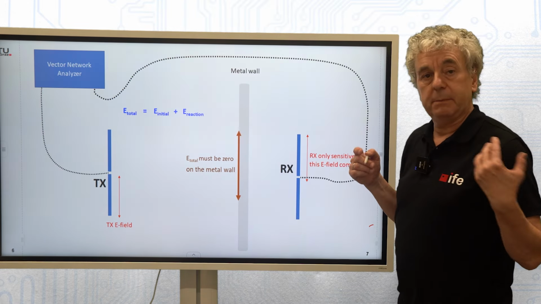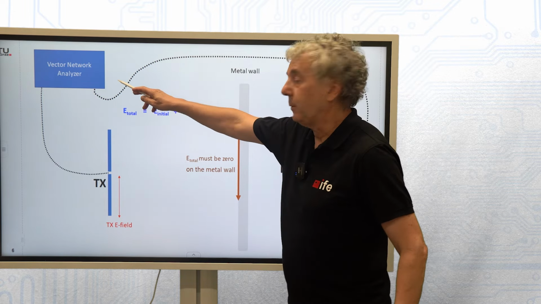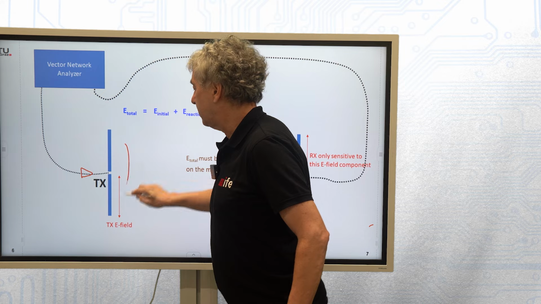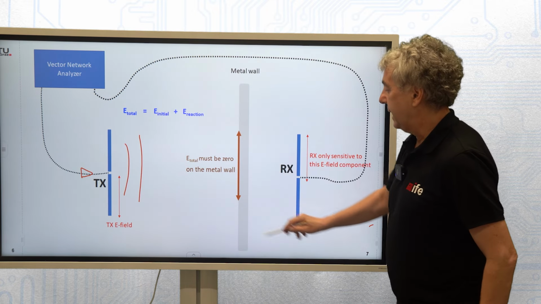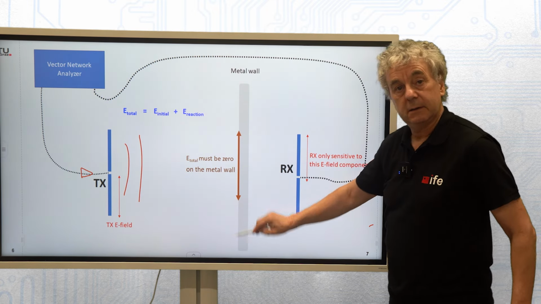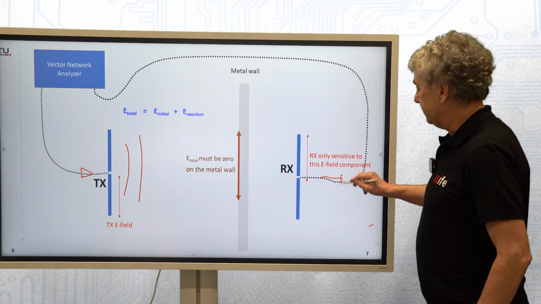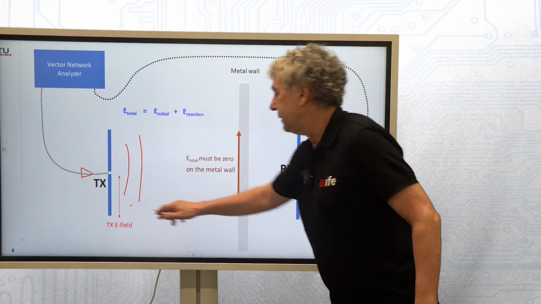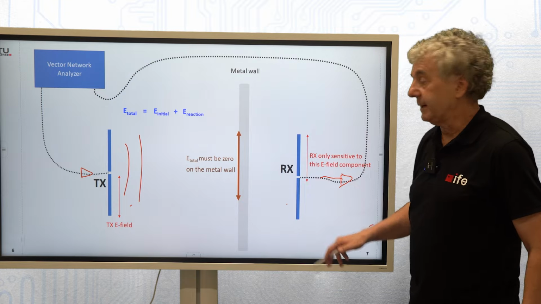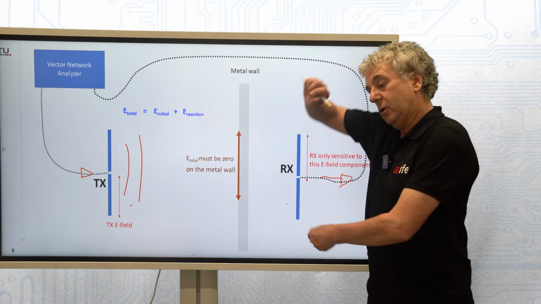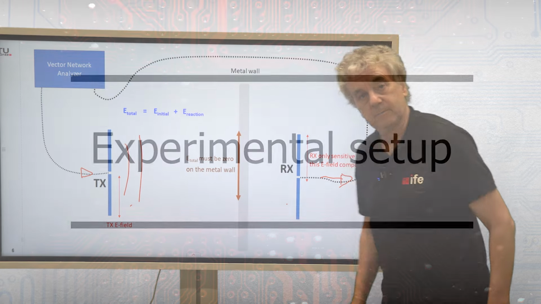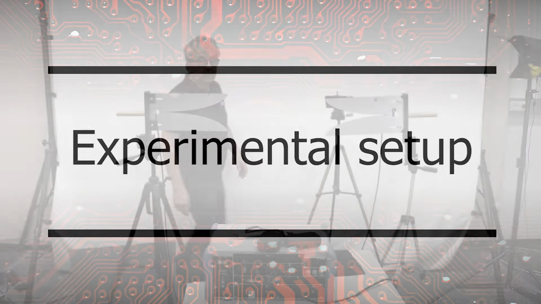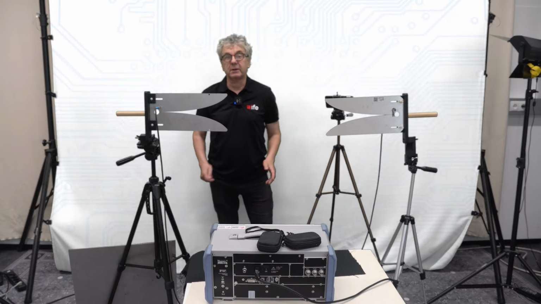So we will do a couple of experiments. The experiment will be, in principle, we take a vector network analyzer. It excites one antenna. The antenna radiates. We have different materials here, and this antenna receives. This will be the general setup, so we're looking at the transmission from here to here and how it's affected by adding materials or by changing polarization. So, without further ado, let's start the experiment.